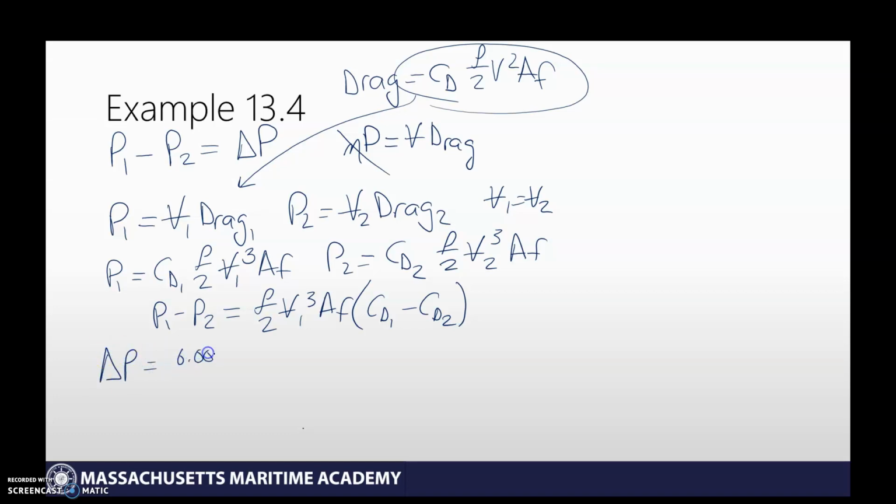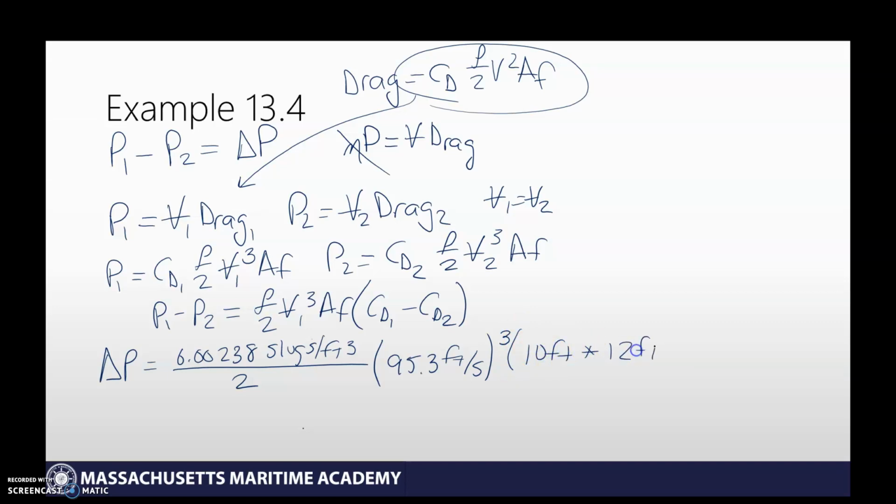So 0.00238 slugs per foot cubed divided by 2. My velocity, I converted it for you in the problem. So 95.3 feet per second is roughly 65 miles an hour. We're going to cube that. And then our frontal area is just going to be 10 feet times 12 feet. The coefficient of drag in the first case is 0.96 without the air deflector, and we'll take 0.7 with the air deflector. So the change in power.